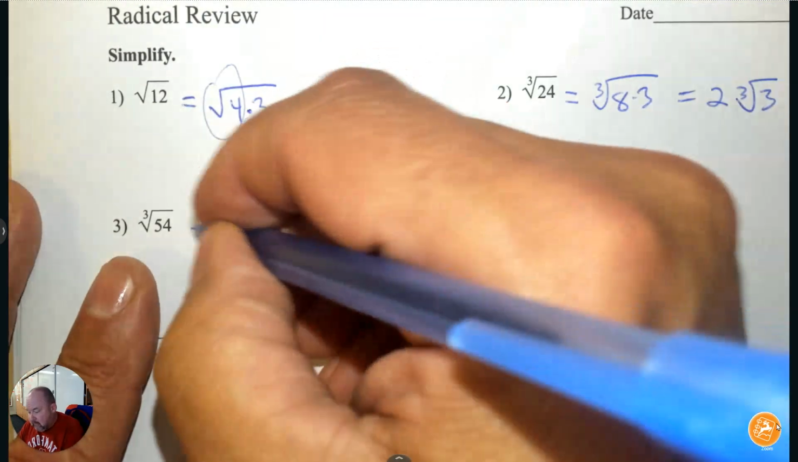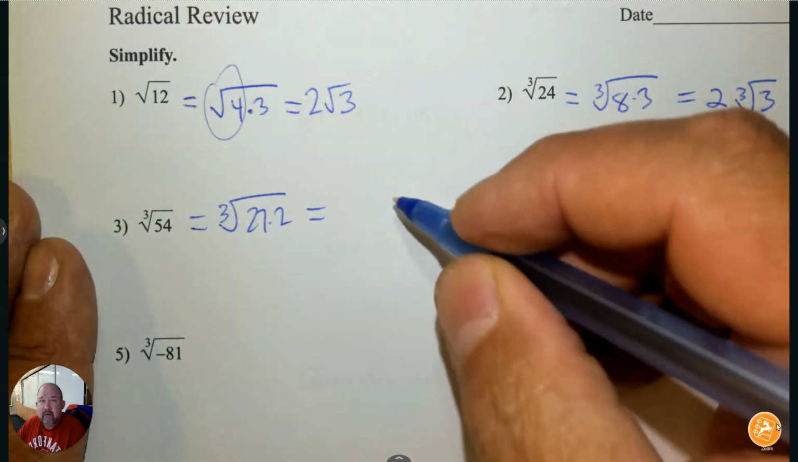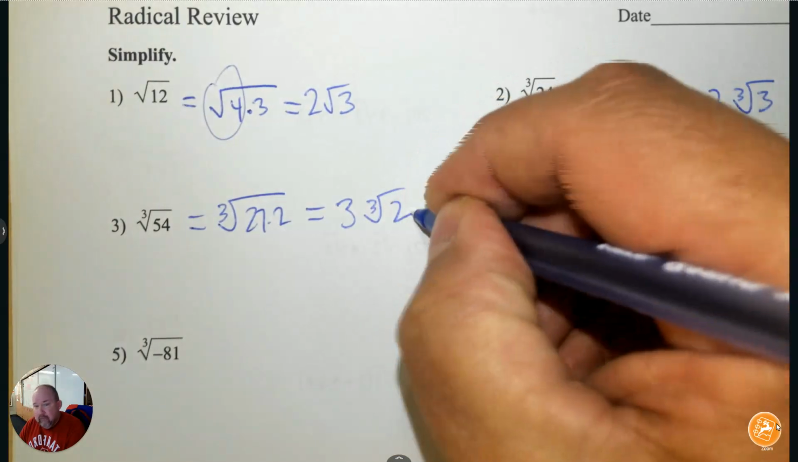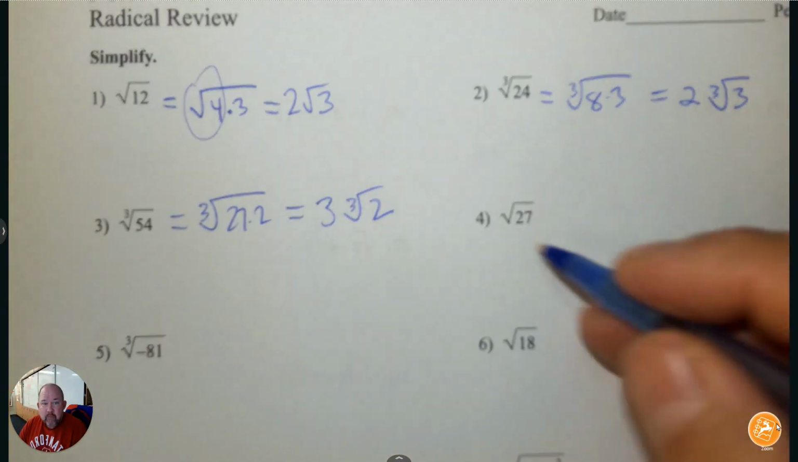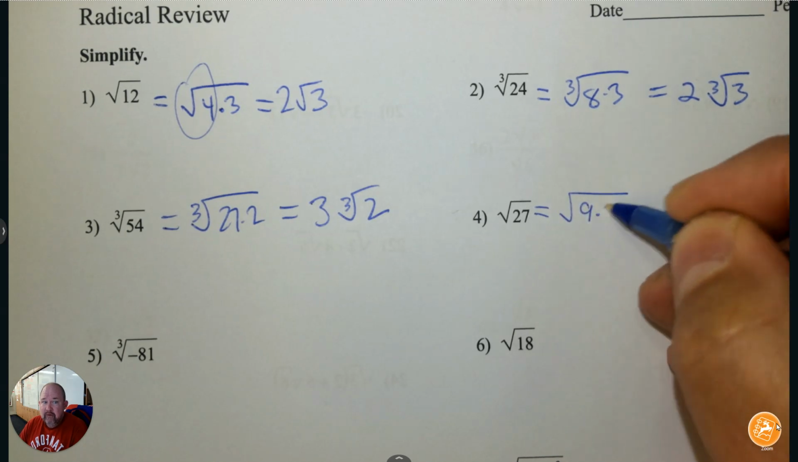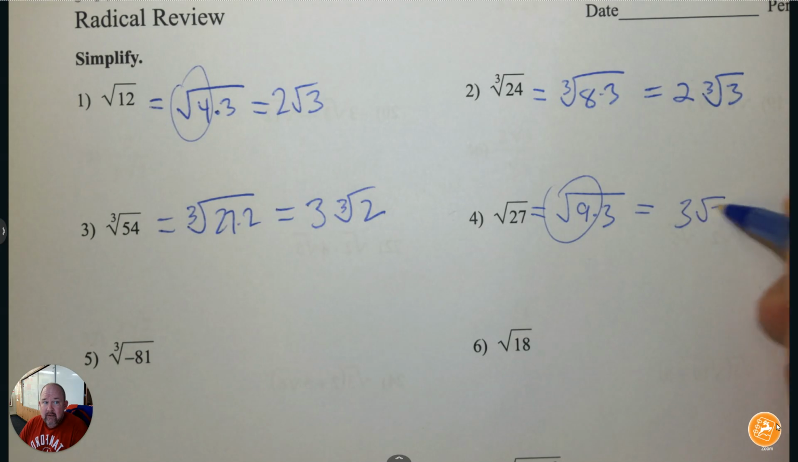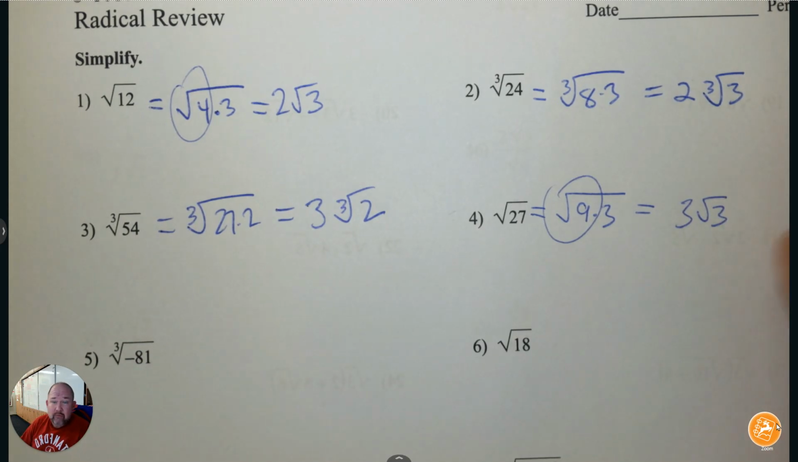Cube root of 54, 27 is the number that goes into it evenly. It's 27 times 2. And then the cube root of 27 is 3. And the cube root of 2 is left over. Square root, we're looking at perfect squares. What perfect square goes into 27 evenly? That's 9. And the square root of 9 is 3. And 3 is prime and left over.